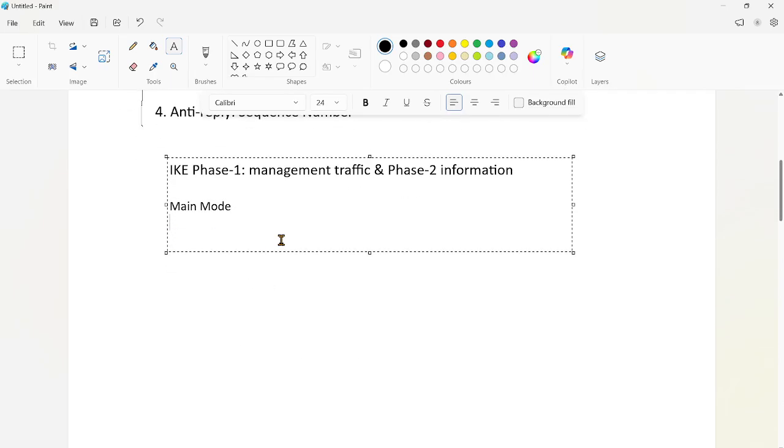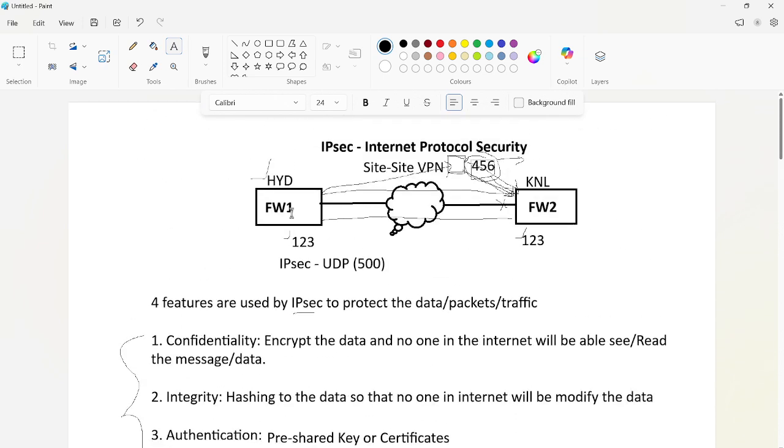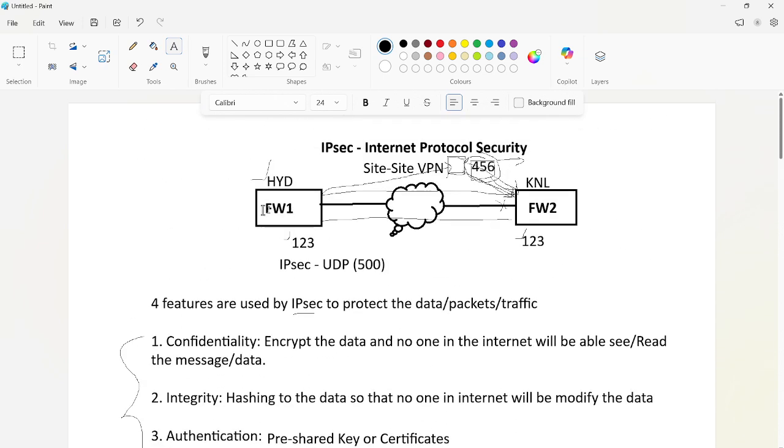In main mode we will have six messages. The first message will always be from the sender. So if the Hyderabad firewall is initiating the traffic, it will be called the sender. The first message it generates is sent to the Chennai firewall, which will be called the receiver. If the other firewall initiates the traffic first, it becomes the sender and this one becomes the receiver.